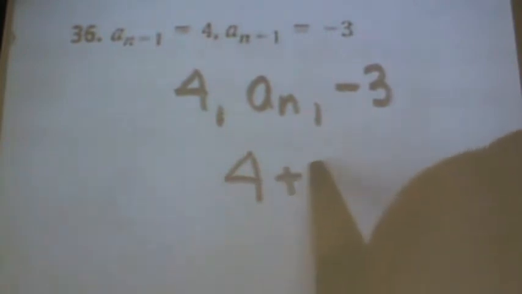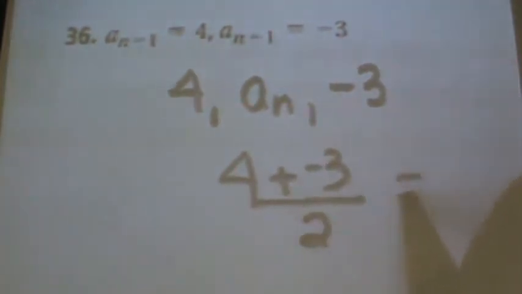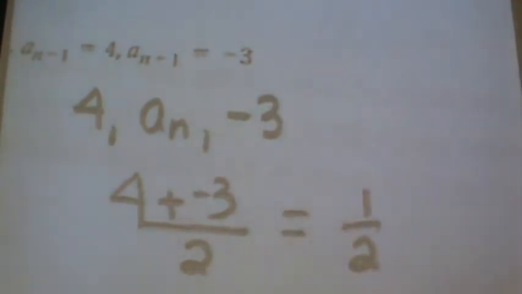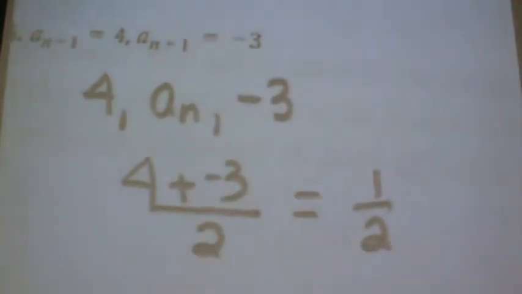And the last one. The previous term is 4. We don't know a sub n, but we know the next term is negative 3. What are you going to do? What is it? A half. Questions?